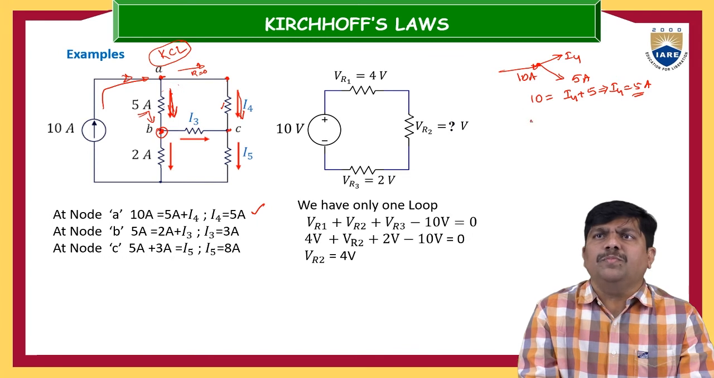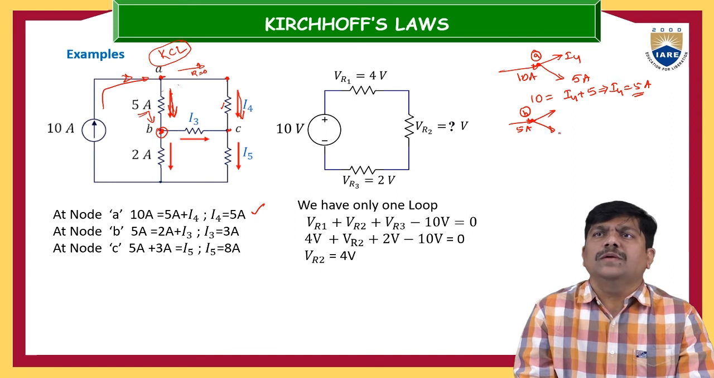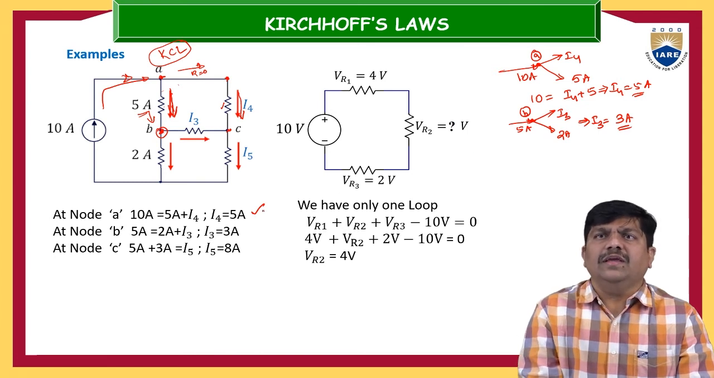So with respect to point B, one incoming current is 5 amps. This is point B, and here this is point A. So one is 2 amps current, and then the next one is the I3 current. So what about the I3 current? Just simply by seeing this, we can identify what the value will be. So this is 2 plus 3 is equal to 5 amps. So this is the 3 amps of current. Similarly, you can also calculate the I5 current.